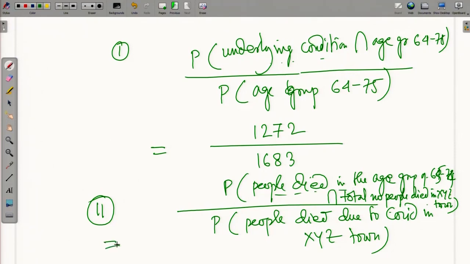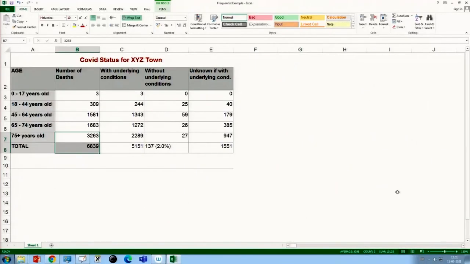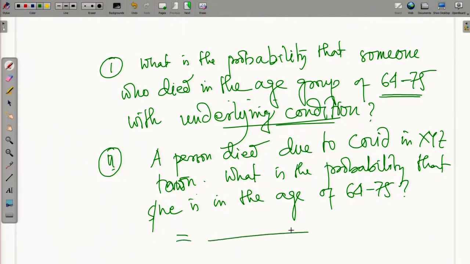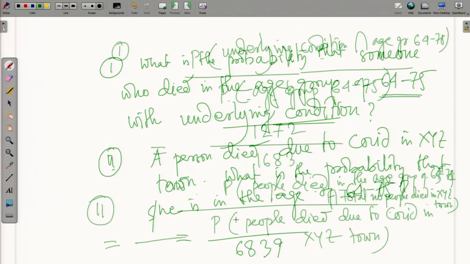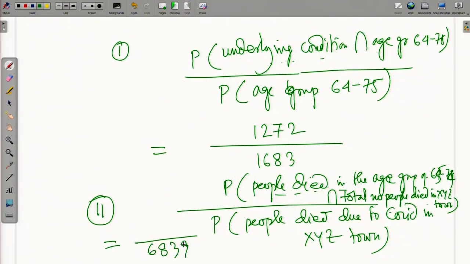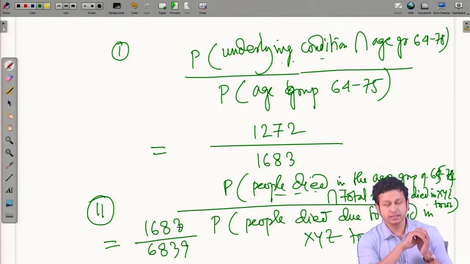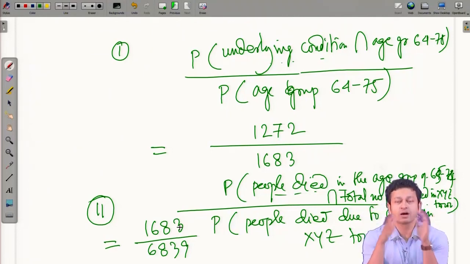So, the answer will be the number of people who died in the age group of 65 to 74, which is 1683, out of a total of 6839. So essentially in your denominator you will have 6839 and in your numerator you will have 1683, right. So this is how, based upon the question asked, you always compute the probability using the frequency that you have obtained. This is how you use a frequentist approach of probability.